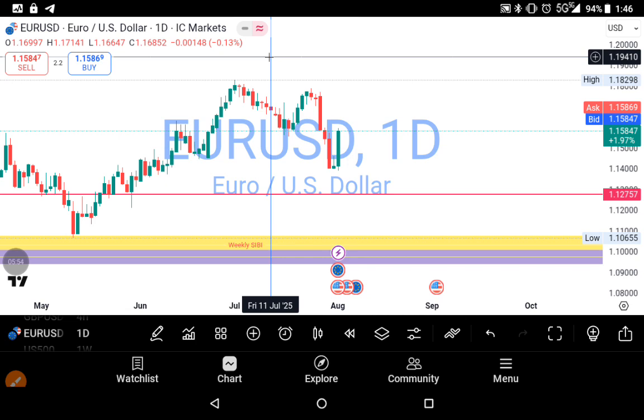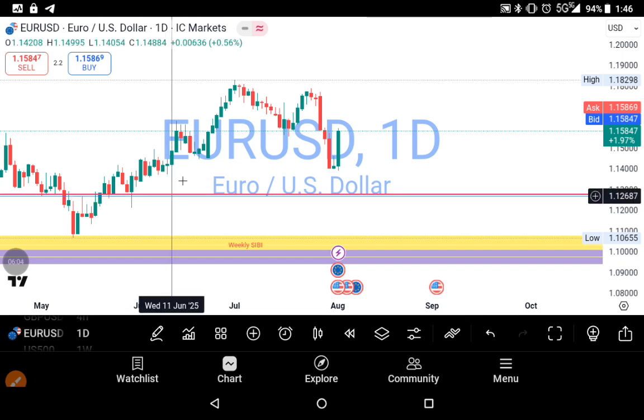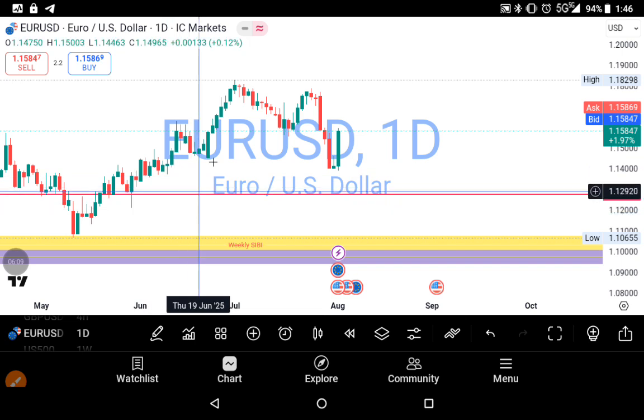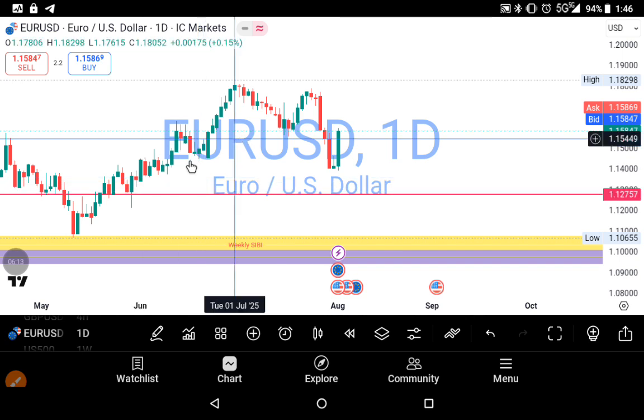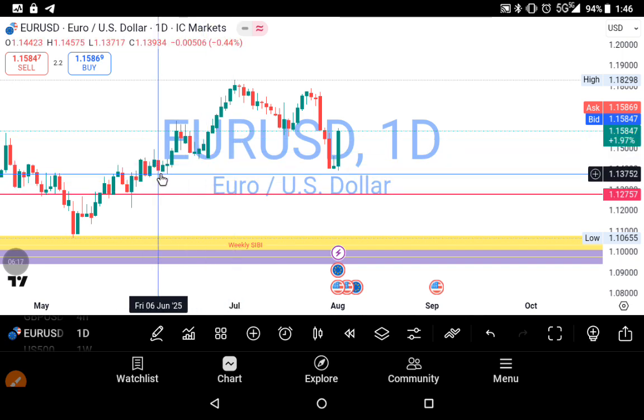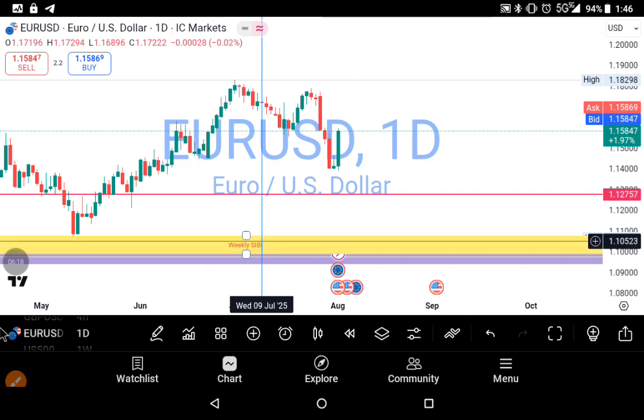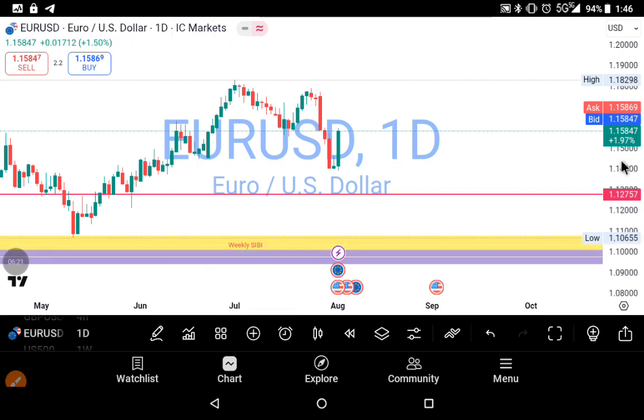Euro USD to form around 1.16500 or thereabouts. Yes, 1.16500. That will take us into 1.14 thousand again, or 1.13 thousand if possible. But the lowest hanging fruit here is 1.14 thousand, which is this level here.